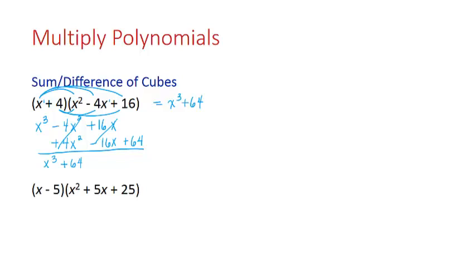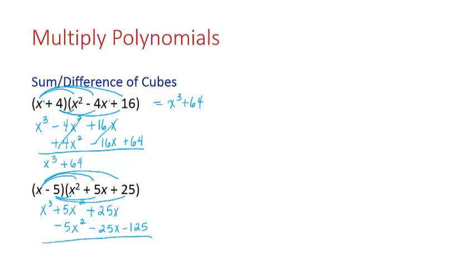Let's look at this example. X minus 5 times x squared plus 5x plus 25. If we distribute the x to get x cubed, x times 5x is 5x squared. X times 25 is plus 25x. Negative 5 times x squared is negative 5x squared. Negative 5 times 5x is negative 25x. And negative 5 times 25 is negative 125.